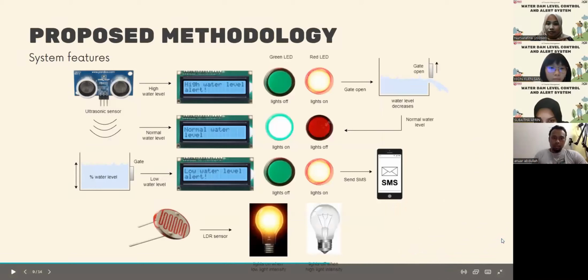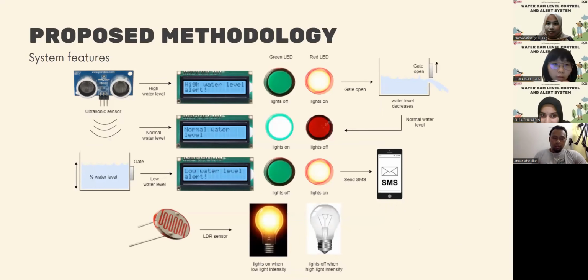So for the proposed methodology, these are the system features of the water dam level control and alert system. The first feature is constant monitoring of water level, and the other feature is the automatic lighting feature.